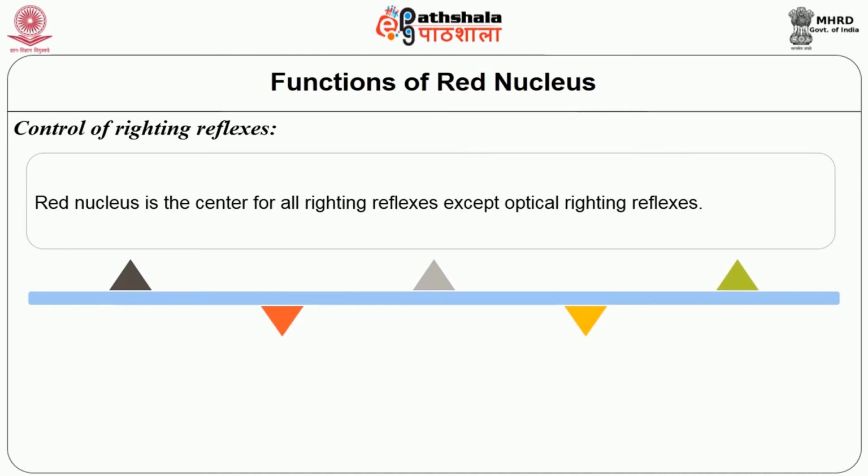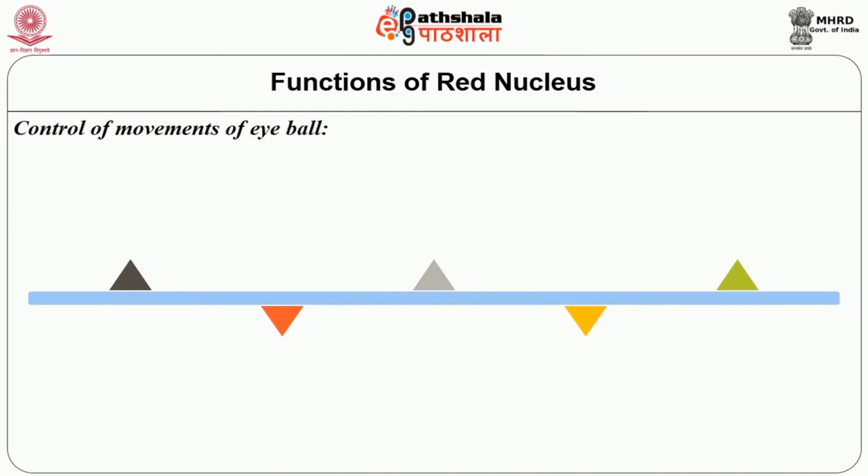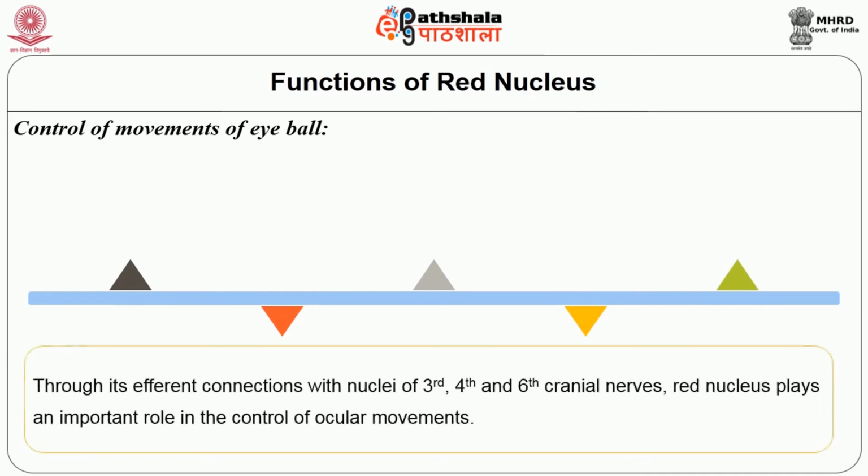The red nucleus is the center for all righting reflexes except optical righting reflexes, and it also controls the movements of the eyeball through its efferent connections with the nuclei of the 3rd, 4th and 6th cranial nerves. The red nucleus plays an important role in the control of ocular movements.